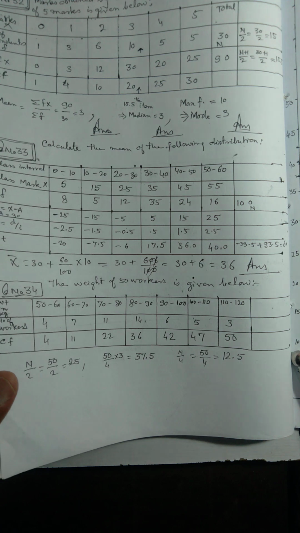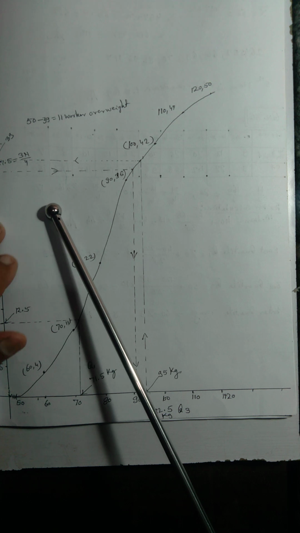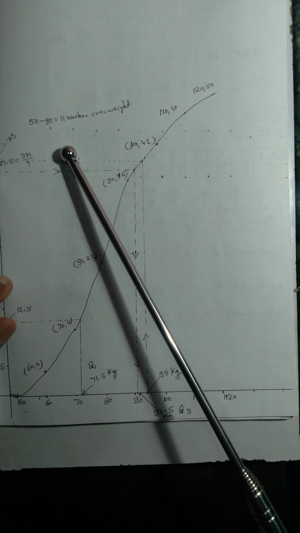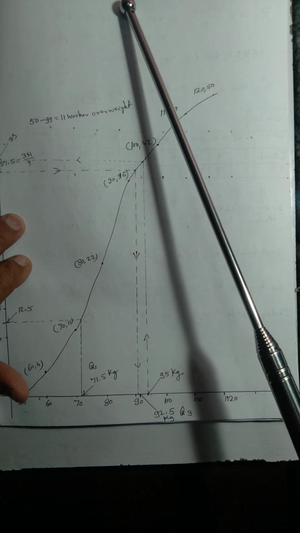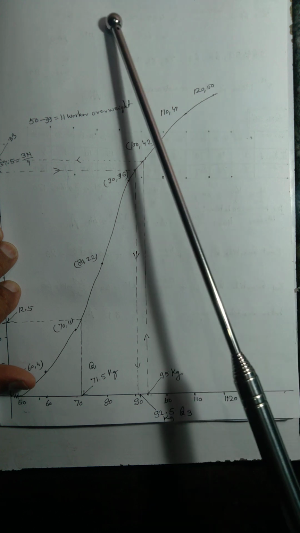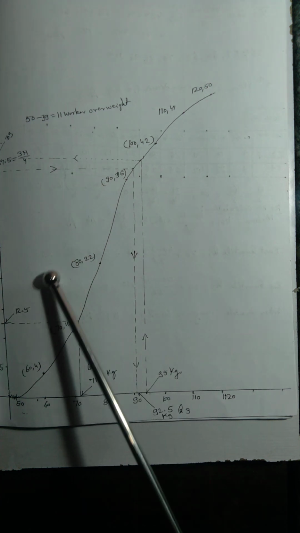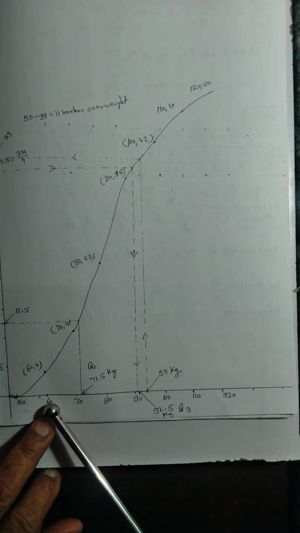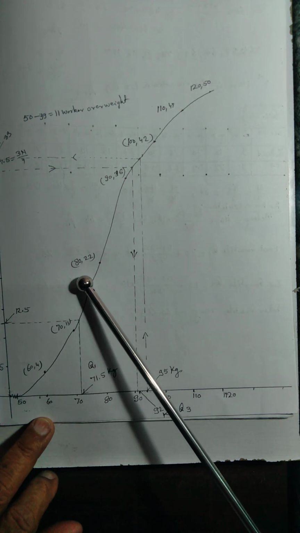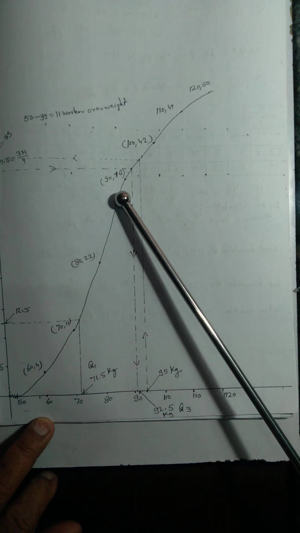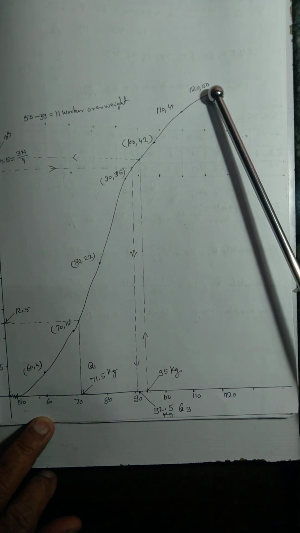In this way we can find out the first quartile and third quartile, as well as the second quartile, that is the median. Second quartile is known as median. Now the scale which I have taken here: 2 cm is equal to 10 kg on the x-axis, 2 cm is equal to 5 workers on the y-axis. Now after that, you just plot the points: 60, 4; 70, 11; 80, 22; 90, 36; 100, 42; 110, 47; 120, 50.